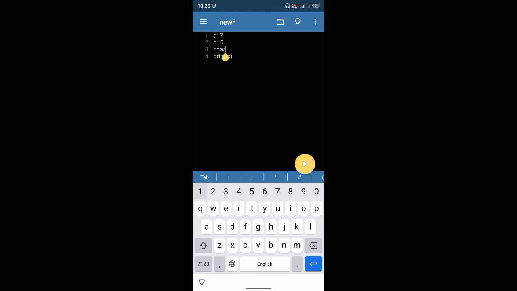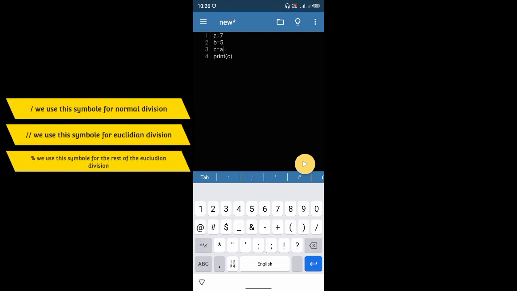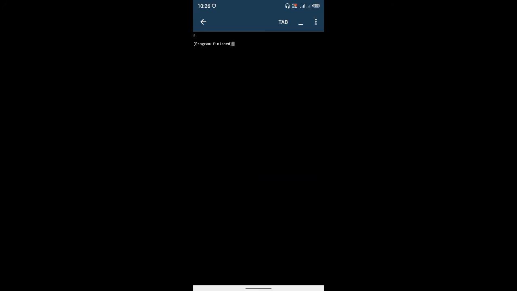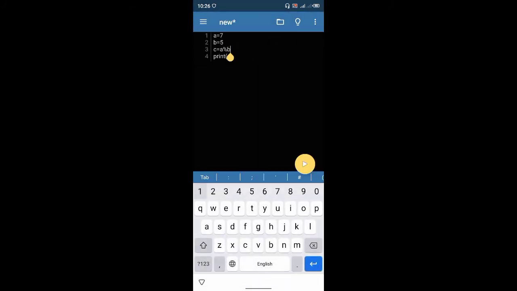And then we have the rest of the division. Its symbol is this. Now it will show the rest of the division, which is 2. The rest of the division is 2.